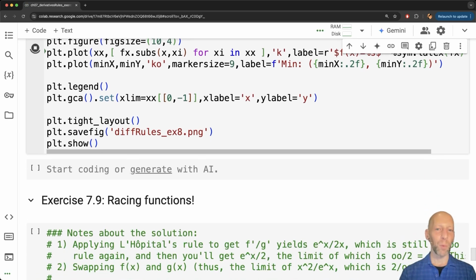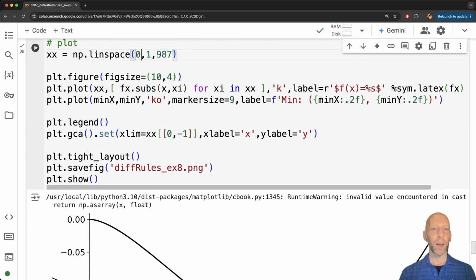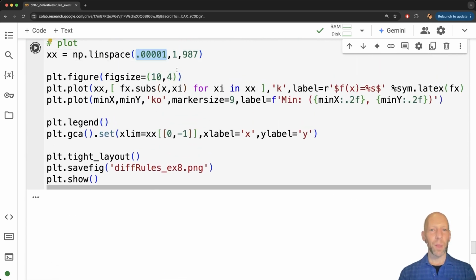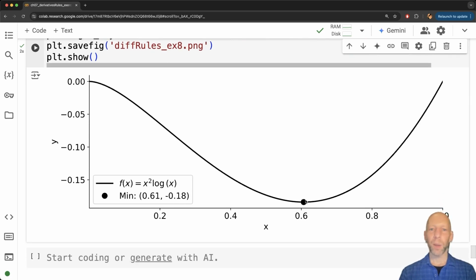And then we get a warning message, because then we have the log of 0. So that's why I start it at some small value that is a little bit greater than 0. Okay, and now here I'm plotting the critical point. Now, how do we know that this is a minimum?